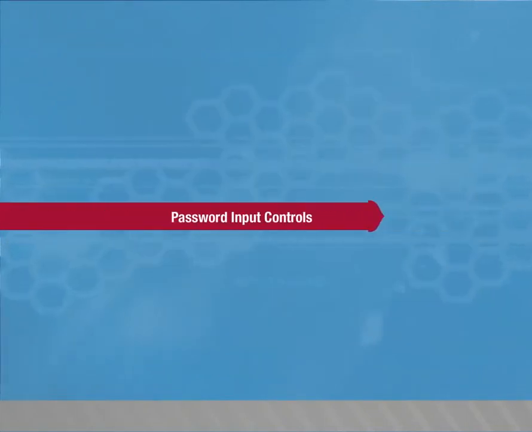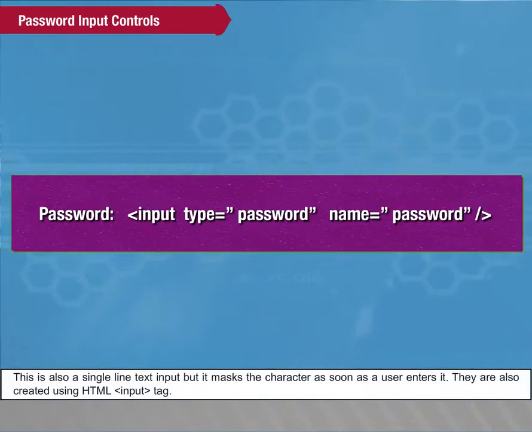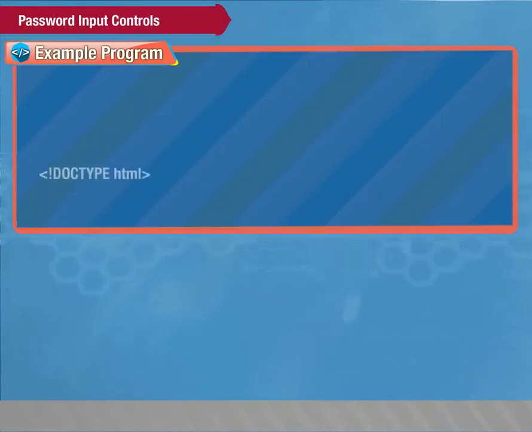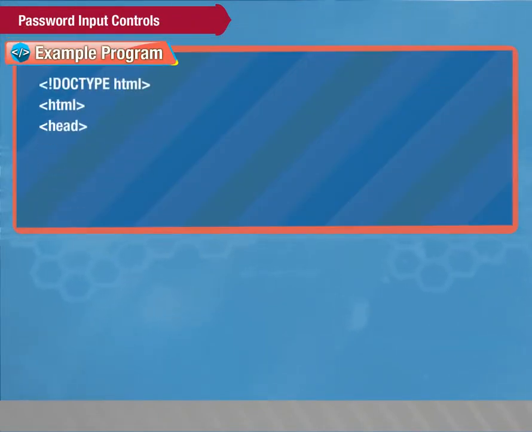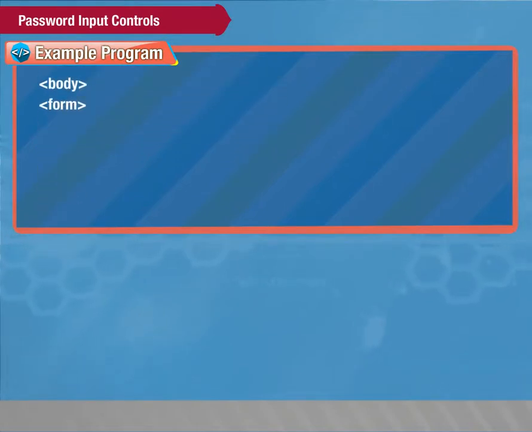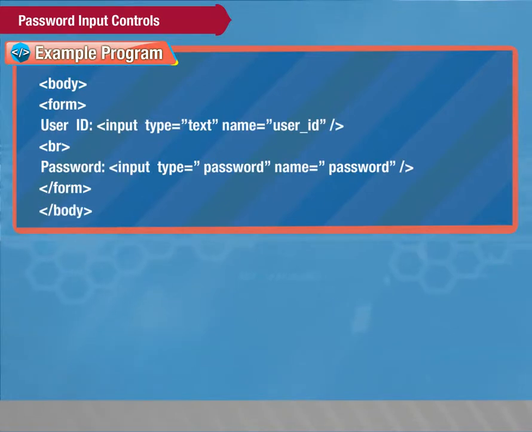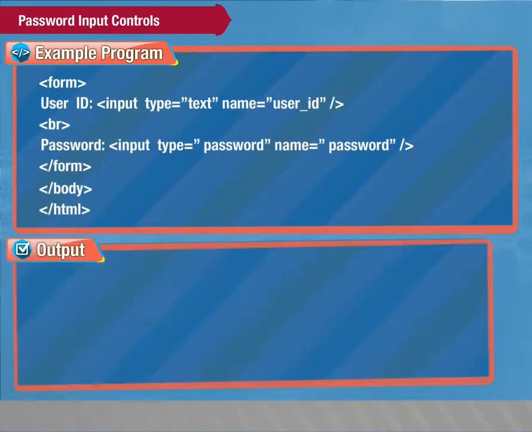Password input controls. This is also a single line text input, but it masks a character as soon as a user enters it. They are also created using HTML input tag. Now we can see the example program of password input controls. The output of this program is shown in screen.